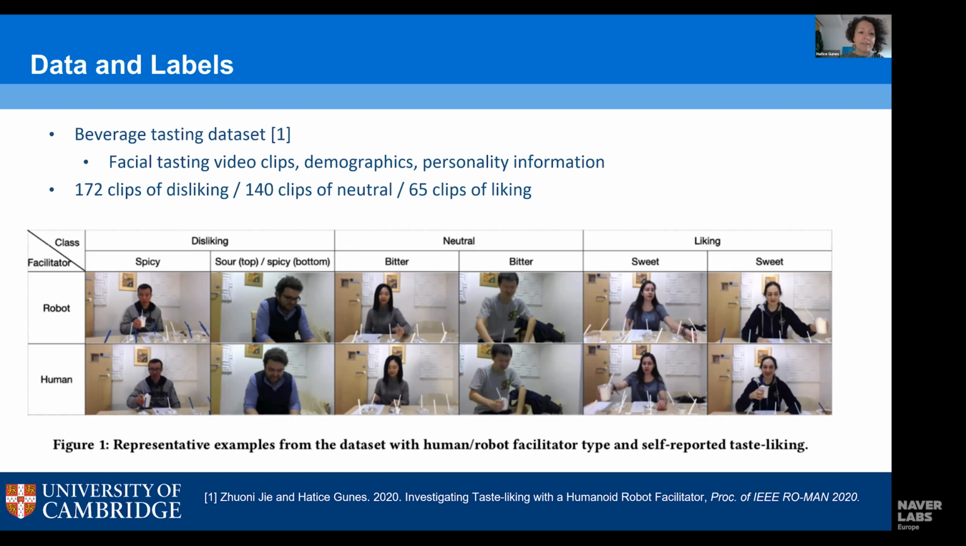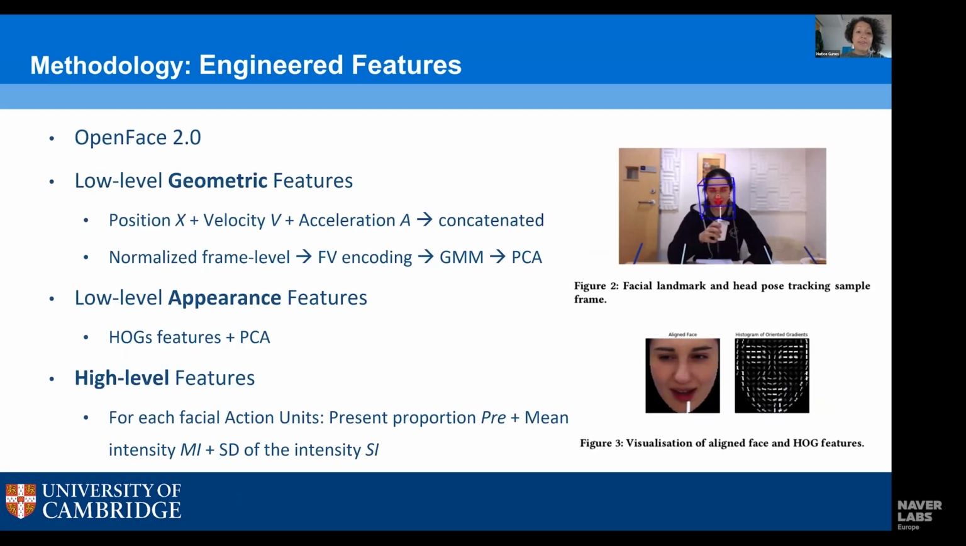And what we got at the end is we have around 172 clips for disliking, 140 clips for neutral, and 65 clips of liking. So this is based on self-reports. And then we looked at both engineered features and deep learned features. For engineered features, we use geometric features like you see on the right-hand side. So really detecting and tracking the landmarks and also looking at position, velocity, acceleration. But also we looked at appearance features such as HOG combined with PCA, and also higher level features, mainly action units that I sort of presented previously.